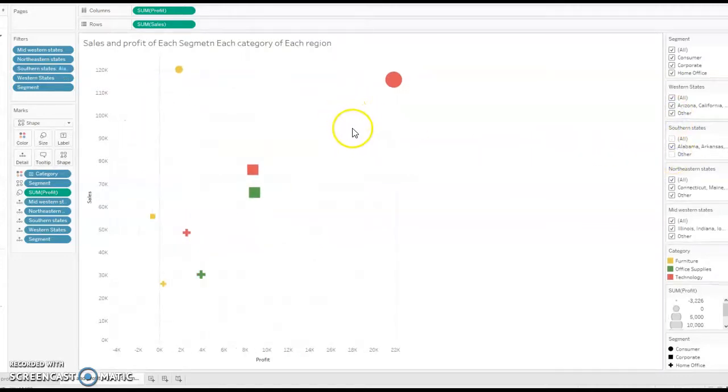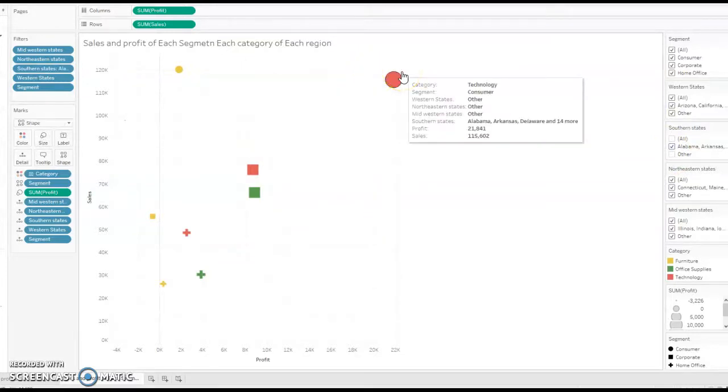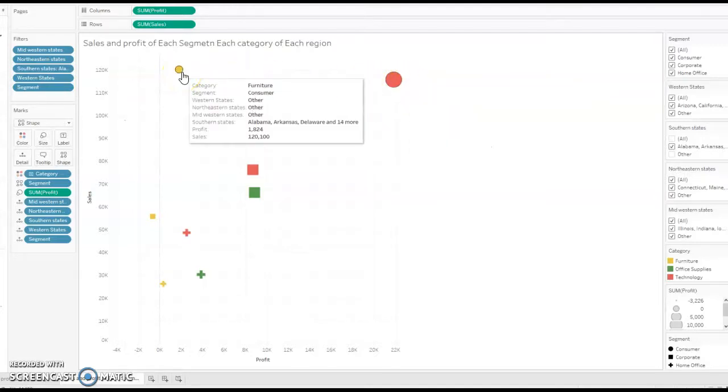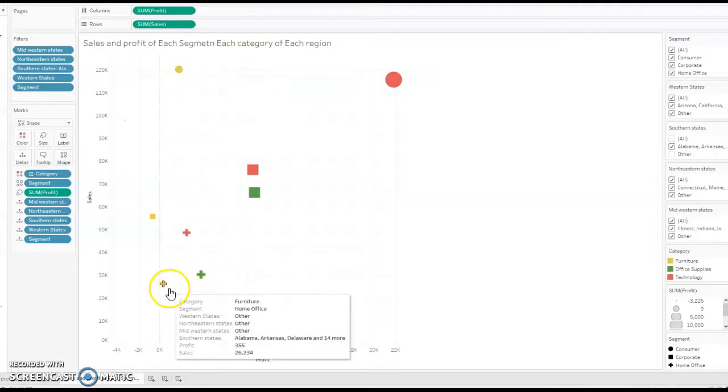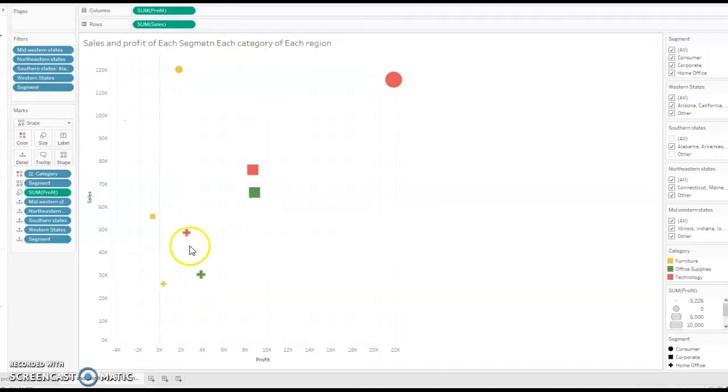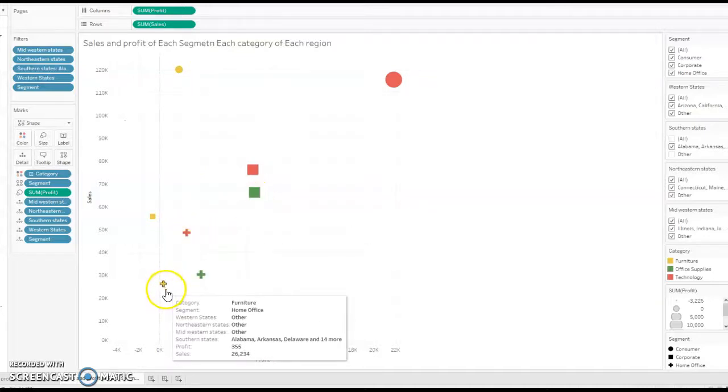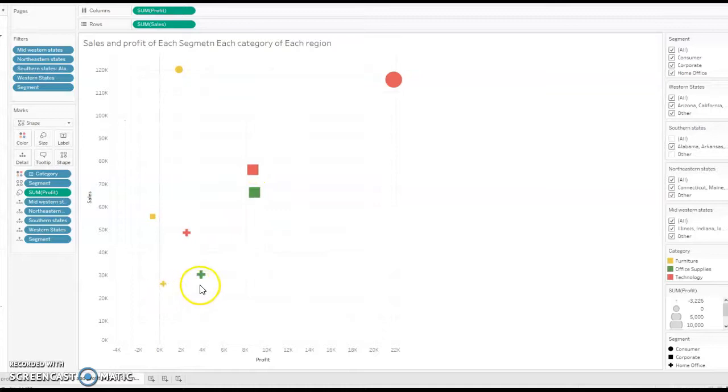In the southern region, we can see that the consumer level is really good in terms of technology, but in terms of furniture, even though the sales is really good, the profit is not that good. And for the home office, in the three areas of furniture, office supplies, and technologies, the sales and profit is not that good.